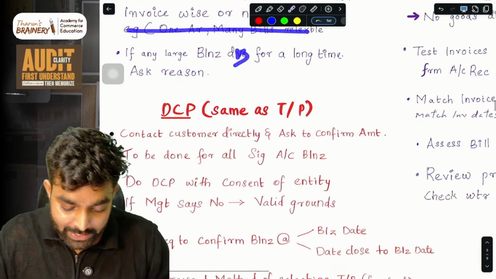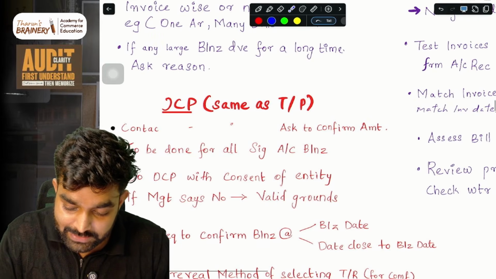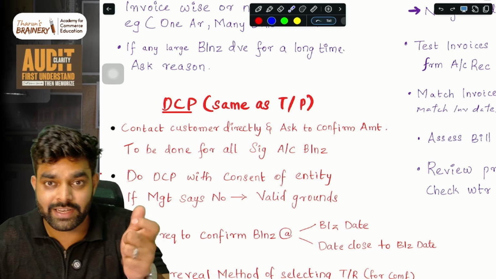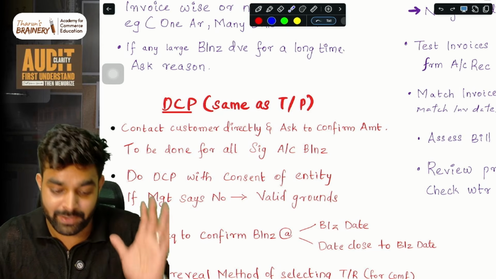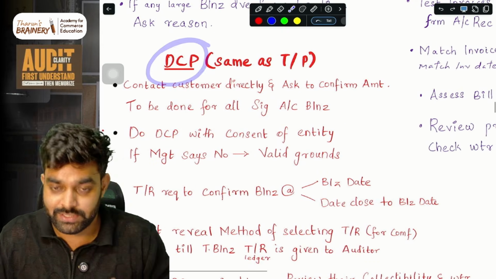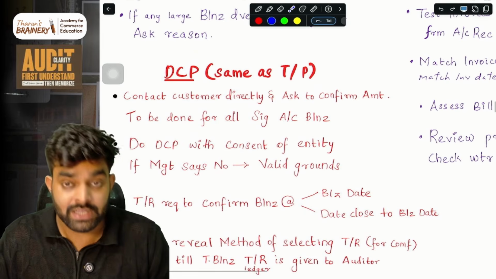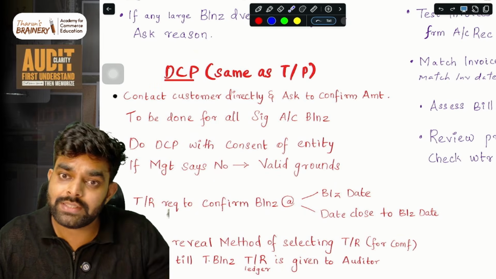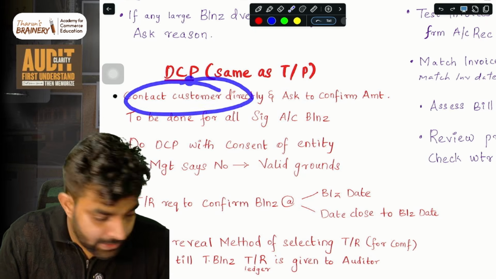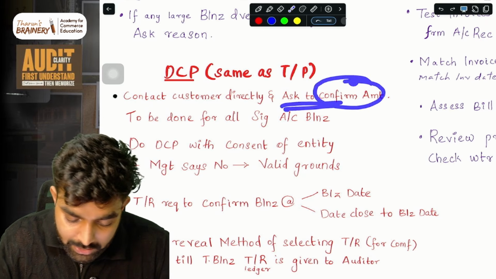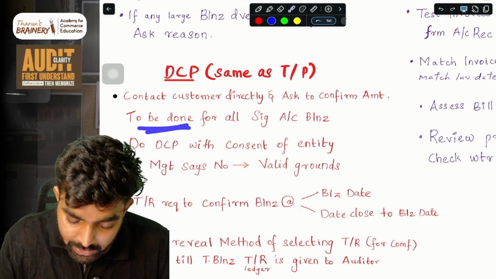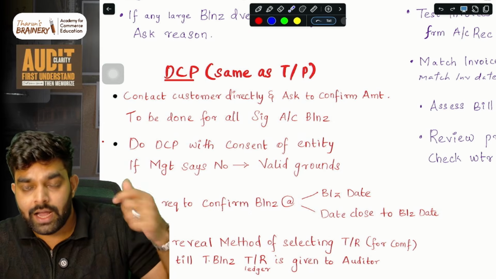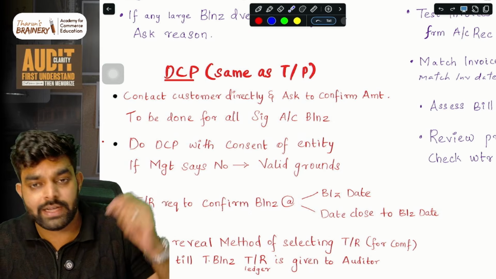Okay. Then direct confirmation procedure, this same procedure you are using for trade payable. So cut, copy, paste here and there. Once you learn trade receivable, automatically you have learned trade payable. So direct confirmation procedure, DCP. That is how you directly go to the debtor and confirm that the balance is correct. You just send him a mail, simple. Contact the customers directly and ask them to confirm the amount. This has to be done for all the significant account balances. That is, ask the company to give me the debtor's email. Then send a confirmation request.